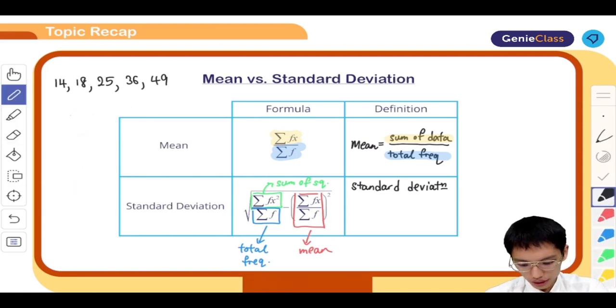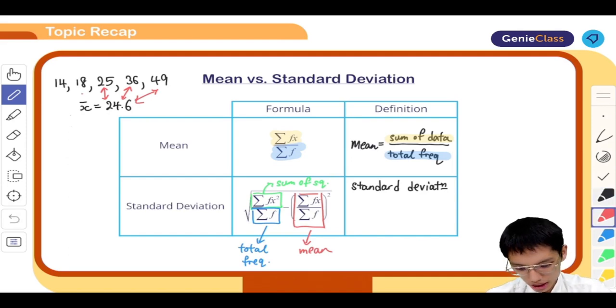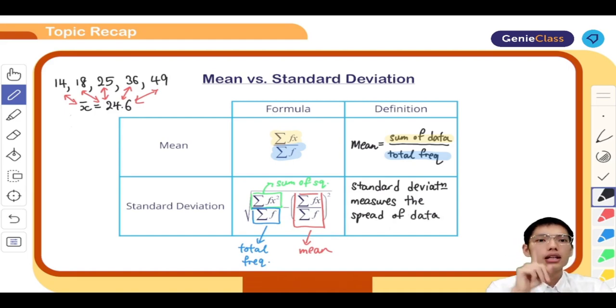What we are doing over here is we are essentially finding out how far each value is away from the mean. How far each value deviates away from the mean. So standard deviation, in this case, measures distance, the distance from the mean. Remember this when we are taking our calculator and pressing it: standard deviation actually measures the spread of data around the mean. That's why we subtract the mean. Very important over here.